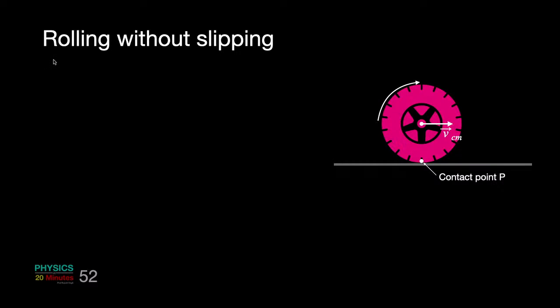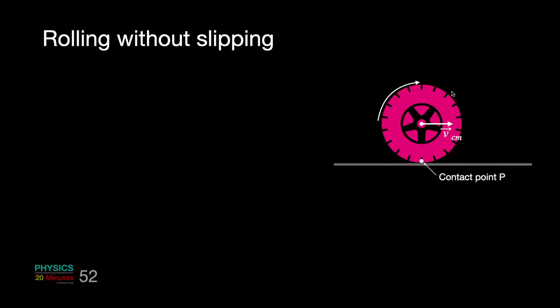Let's take an example of a class of motion which is called rolling without slipping. We have already seen one example of a tossed body, how a tossed body which is also rotating can be seen as a combination of rotational motion and translational motion. Let's now see a rolling body.